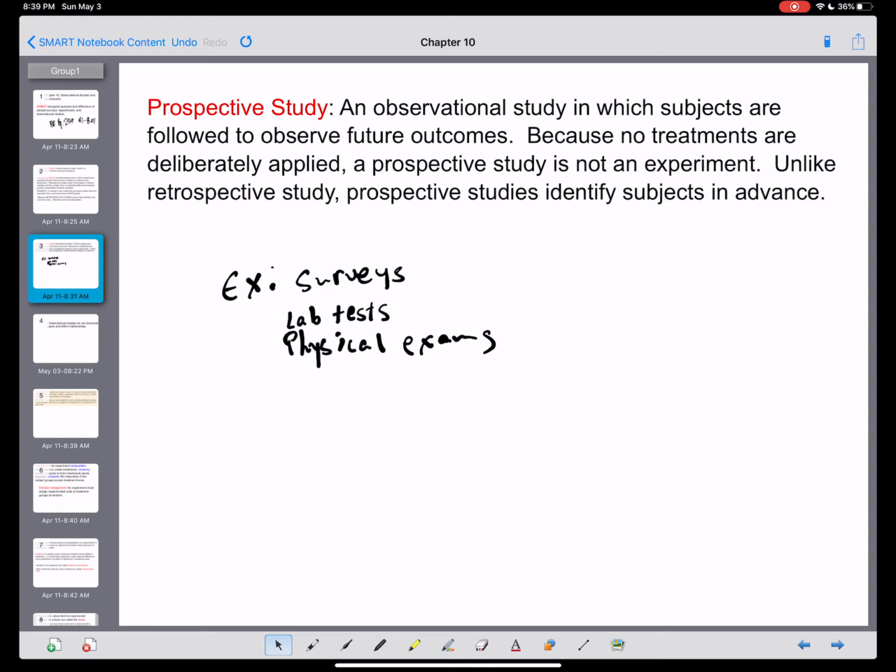Because we're making that data in the present, we're identifying subjects. Who are we going to survey? Who are we going to run lab tests on? Who are we going to do physical exams on? We're focusing on that. So the two big things: retrospective, you're looking at old data in the past. Prospective, you're collecting the data now. Okay, that's the big one.